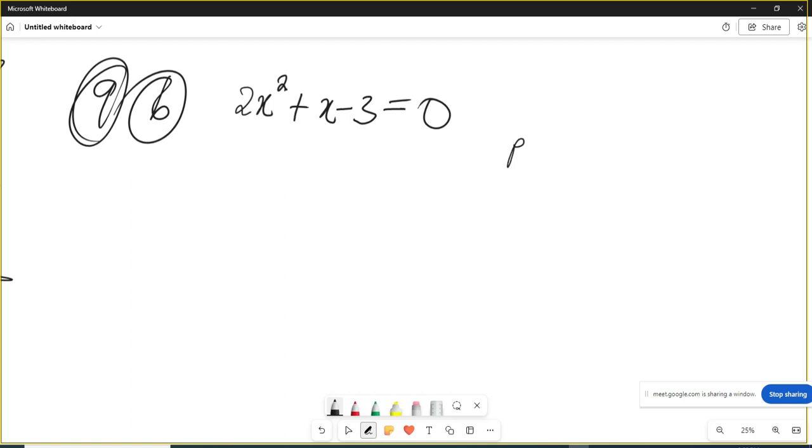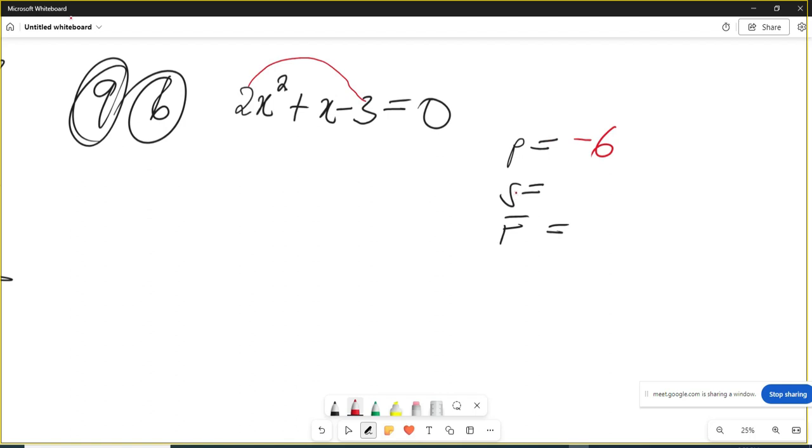Of which, even how to factorize, it's something I believe I labored on as a topic last time, where we need to find the product, the sum, and the factors. To find the product, we need to multiply A times C. A is 2, C is negative 3. So when we multiply this, the answer will give us negative 6. You agree with me to say the answer will be negative 6.